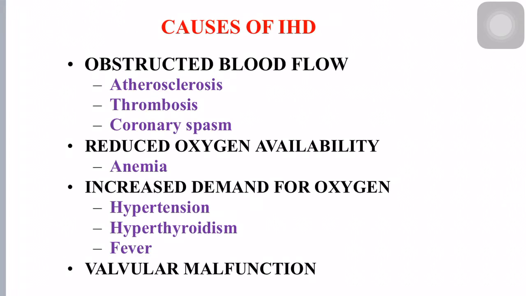In case of reduced oxygen availability, it occurs in cases of anemia. And increased demand for oxygen will occur in case of systemic hypertension or hyperthyroidism and fever, and various valvular malfunctions can also result in ischemic heart disease.